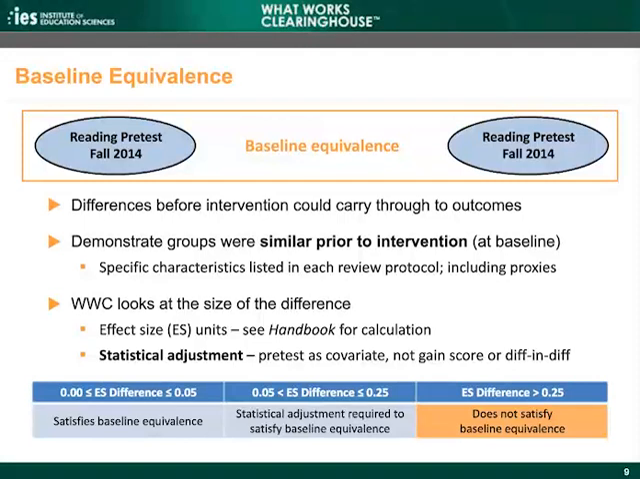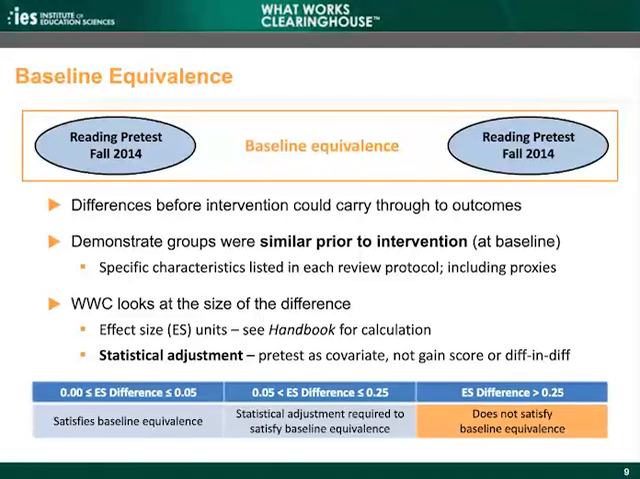Therefore, the WWC requires QEDs to demonstrate that the groups were similar prior to the intervention, or at baseline, on key characteristics that are likely to be correlated with the outcomes. When groups are similar on observed characteristics like age and test scores prior to the intervention, we can be more confident that any observed effect was caused by the intervention.